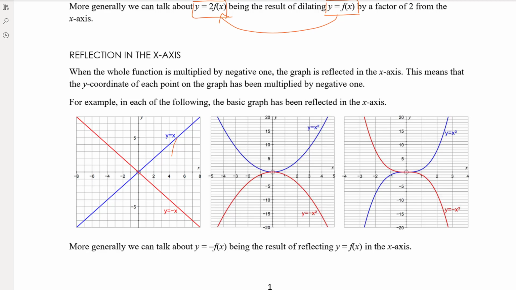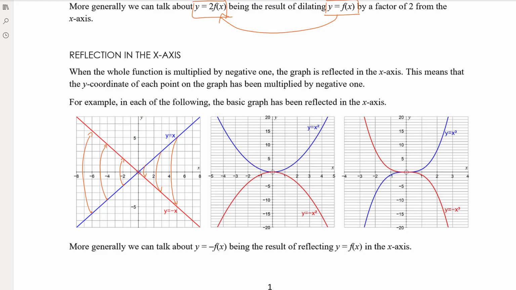And what we're seeing happen here is each point, we're multiplying the y value by -1, and it is now on the other side of the x-axis. When we multiply the y value by -1, the impact of that is to reflect the graph in the x-axis.